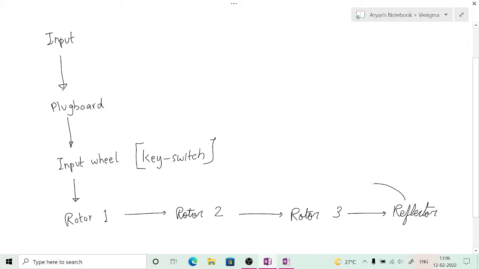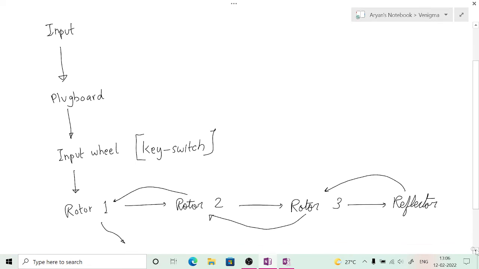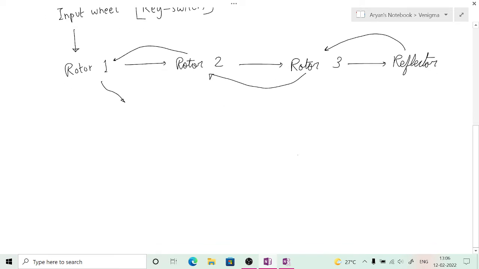And again, since we want the whole of those things to happen, rotor 3, rotor 2, and then rotor 2 to rotor 1, and now when the rotor 1 comes down, the rotor 1 would be connected to the input wheel, where again the input wheel would be connected to our plug board, and the plug board would be connected to the output, like it would be giving us the output.